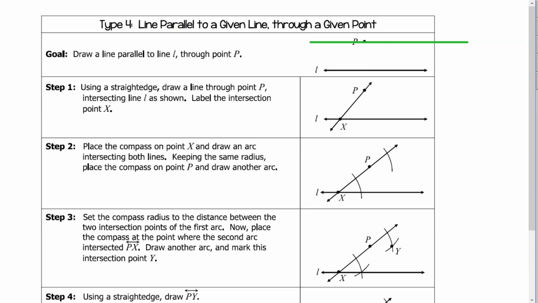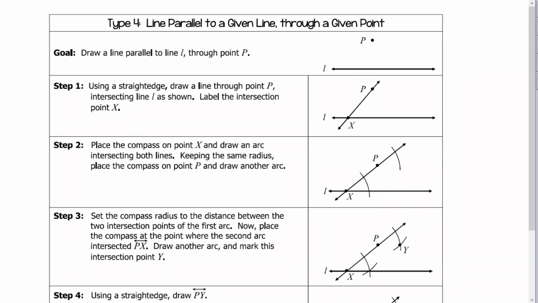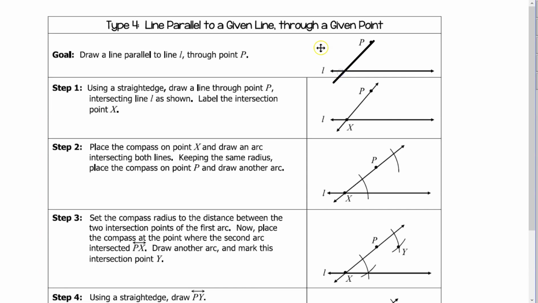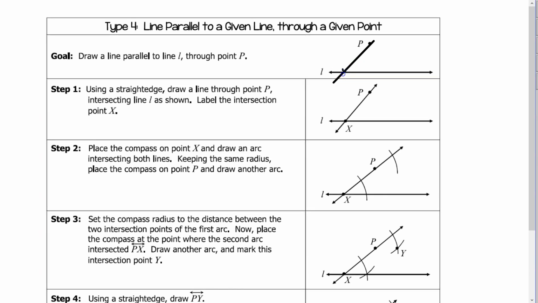So first thing that we're going to do is draw a line from P through line I, and we're going to label that X. So step 1, using a straight edge, draw a line through point P and intersecting line I as shown. Label the intersection point X. So we're going to take a straight edge, and we're going to draw a line just like this. We're going to call it X. Which is what has happened here.